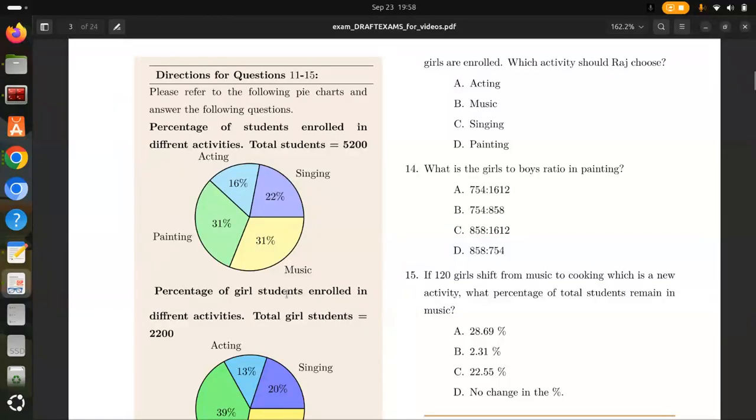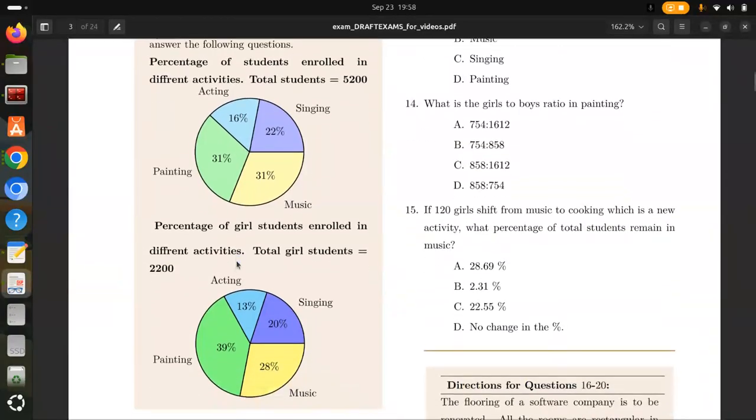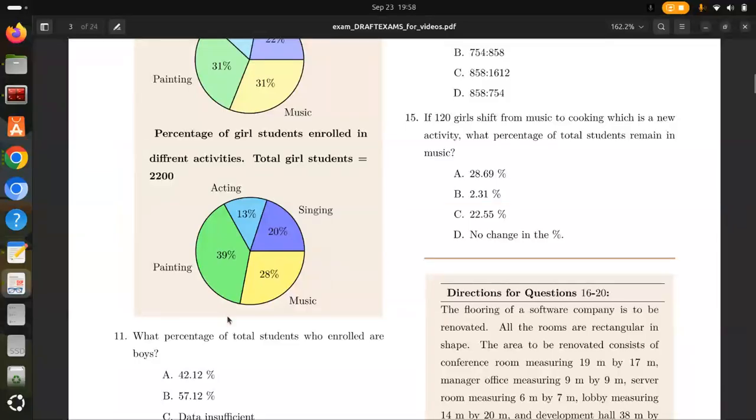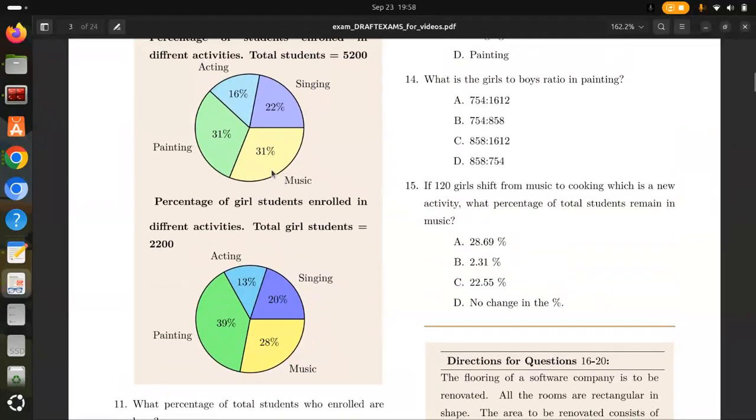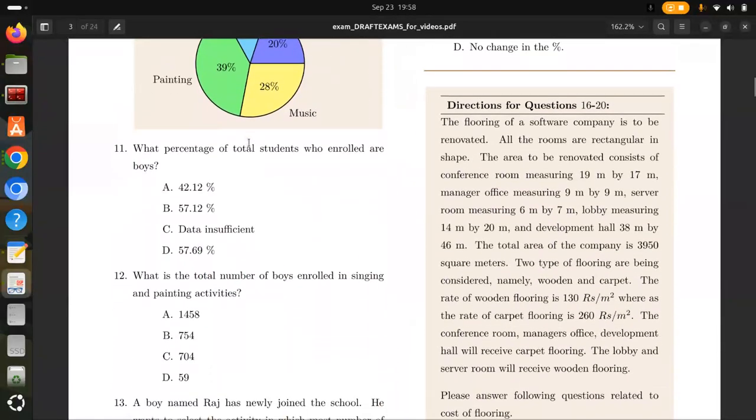So the first pie chart is showing total students and percentage. That means now I can find the number of students in each activity. Similarly, the number of girl students in each activity I can find because the total is given. Now, if I subtract girls from the total, then I'll get the remaining as boys. In fact, that is what I think is the first question.